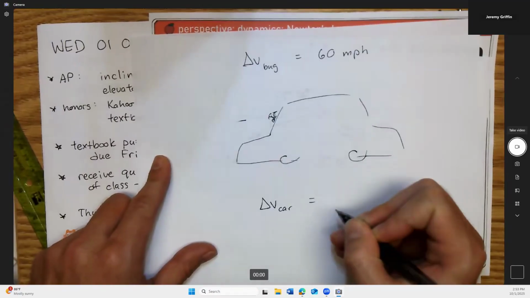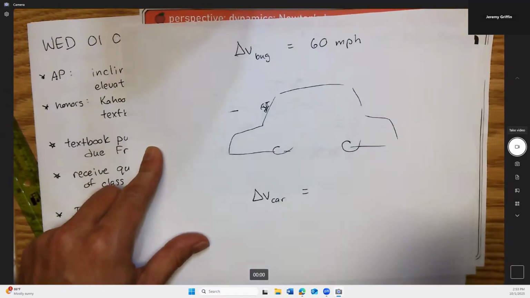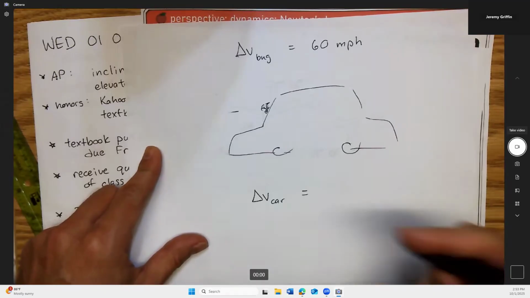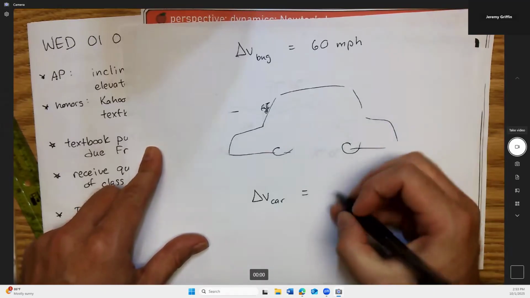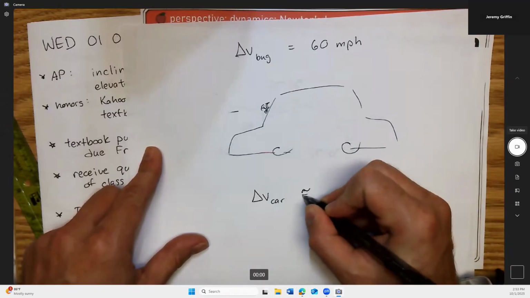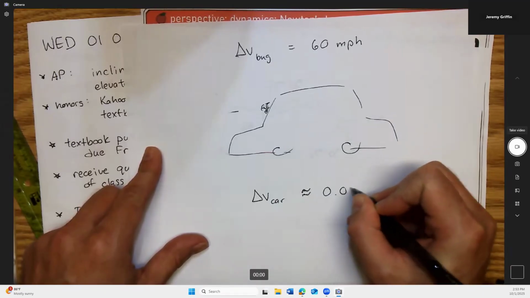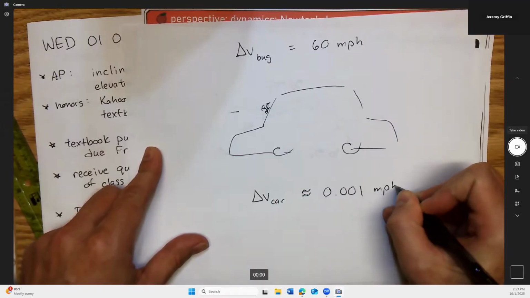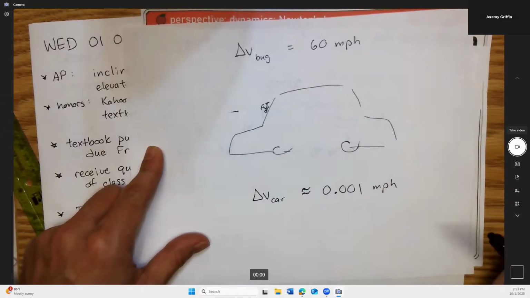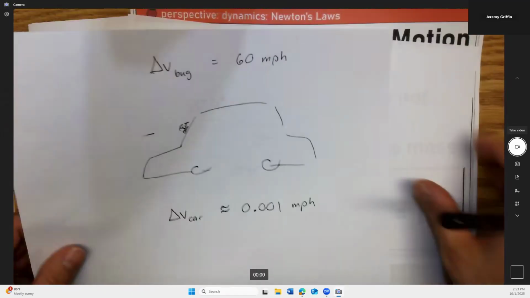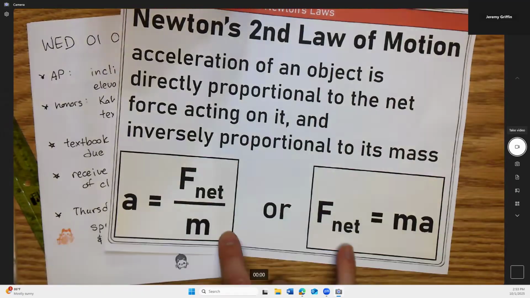it doesn't change that at all. Yeah, the amount of change would be negligible, right? If I go from like 60.00001 to 60, right, so it might be closer to, or I'll say approximately 0.001 miles per hour, right? It'd be so small that if you were inside the car, you wouldn't even notice. Right, guys? And the physics that backs that up is actually Newton's second law of motion.